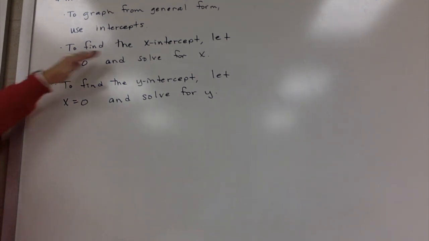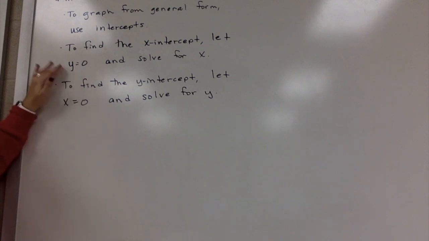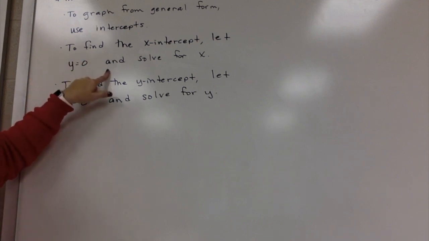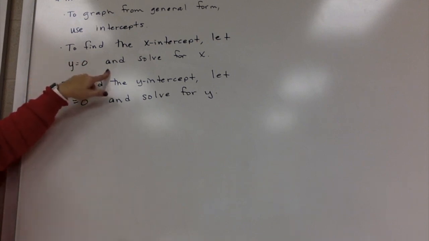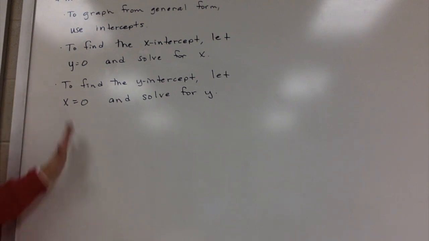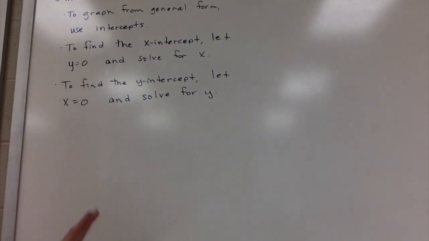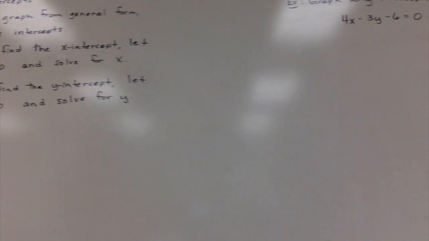If you think about an x-intercept being a place where we cross the x-axis, what we know about all points on the x-axis is that their y value is 0. So to find an x-intercept, we're going to let y equal 0 and then solve that equation for x. And in the same way, to find a y-intercept, we're going to let x equal 0 and solve for y, because all points on the y-axis have x values of 0. Okay, so we'll look at an example here.